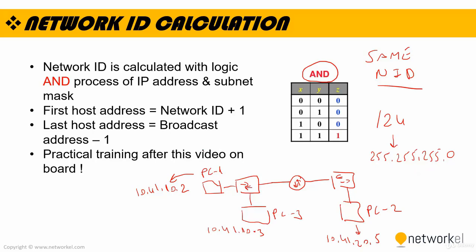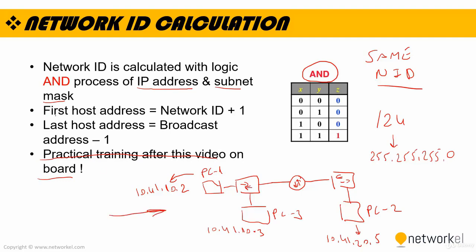If I want to calculate the network ID, I need logic AND of IP address and subnet mask. So what does it mean? I'm going to show you with a practical training test on the board. So after this session, you are going to check what I mean in here.